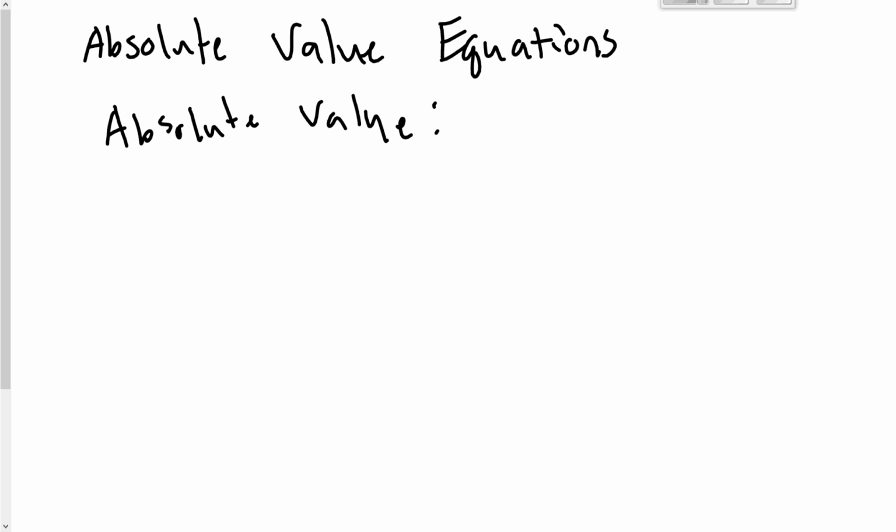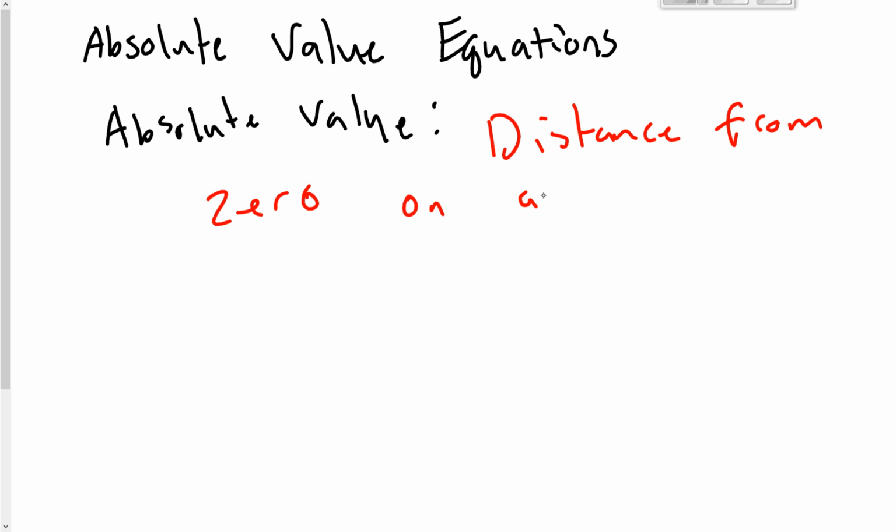Okay, so we're going to do section 8. It's about absolute value equations. Remember, absolute value is the distance from 0. And when we're looking at the distance from 0 on a number line, we can be above 0 or we could be below 0, right?